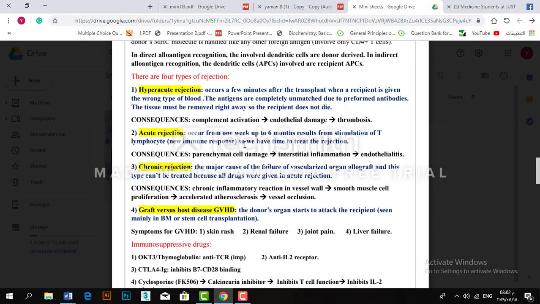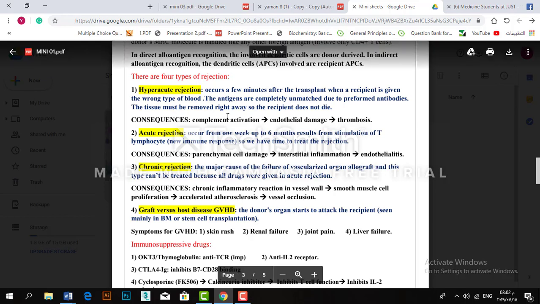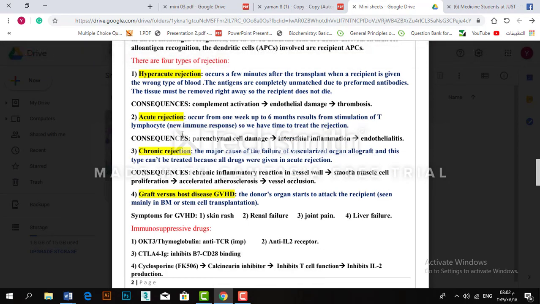Why, what do preformed antibodies mean? As we know, for example my blood is A and the recipient's blood is B. I cannot give him A. Why? Because he has antibody A. So preformed antibodies: he already has antibodies for the given type of blood. The tissue must be removed right away so the recipient does not die. Now what are the consequences of hyperacute rejection? First complement activation leading to apoptosis, then endothelial damage, then thrombosis.